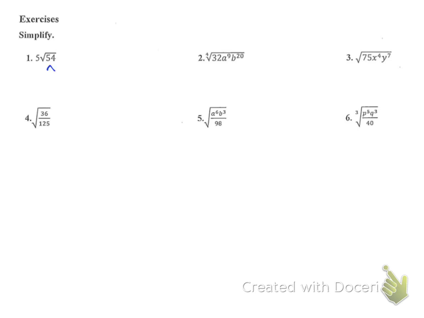Number 1. I need to get the prime factors of 54. What are two factors of 54? And 9 is a perfect square, so we can take out a 3. 3 times 5 is 15. And I have that lonely 6 left inside the radical.